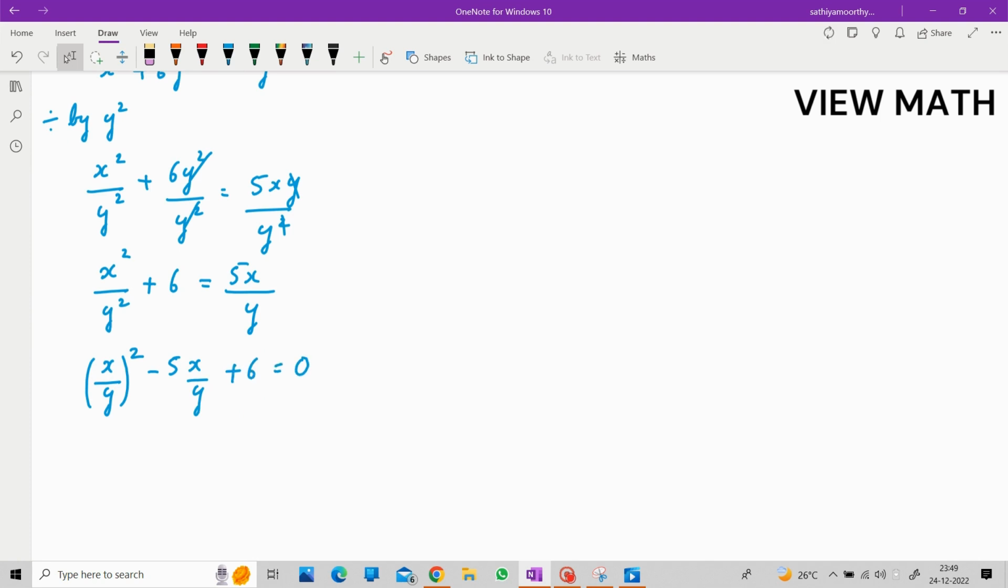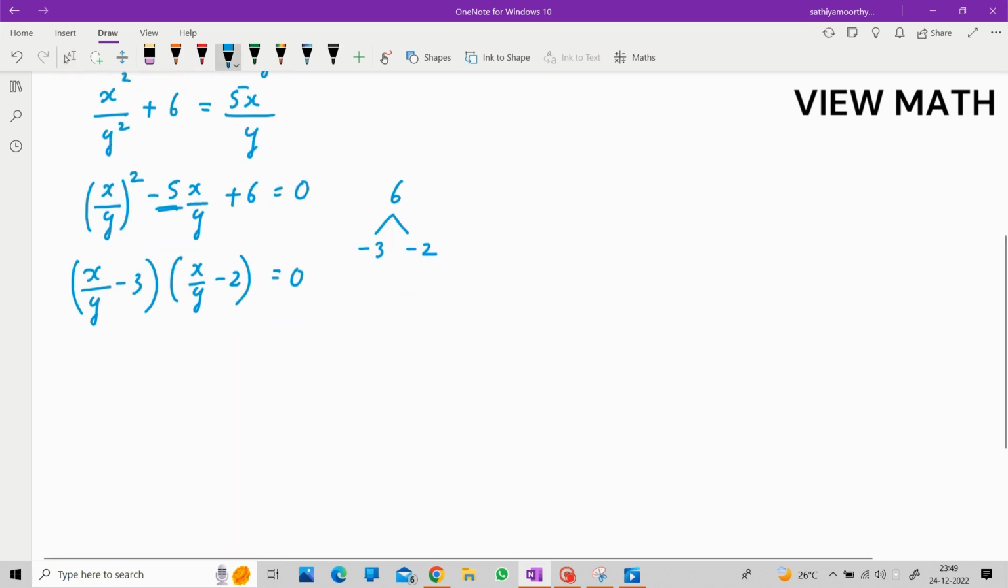Now we can see this is a quadratic equation in x by y. So let me find out the solution of this quadratic equation. The constant is 6, and I split it as minus 3 and minus 2. Minus 3 into minus 2 is 6, and if I add minus 3 and minus 2, I'm getting minus 5. So I can write the solution of this equation as x by y minus 3 into x by y minus 2 is equal to 0.